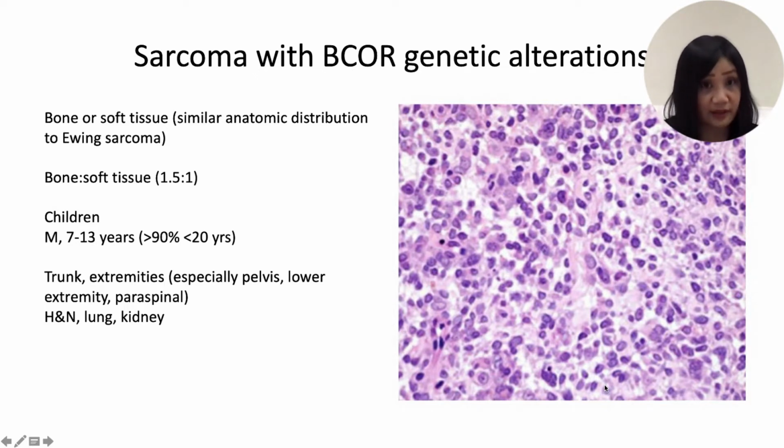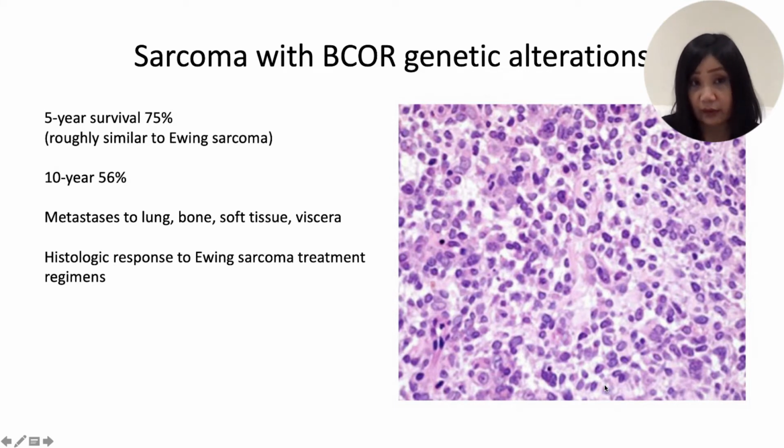Also similar to Ewing sarcoma, these occur predominantly in a young population, predominantly children, usually aged between 7 to 13. More than 90% of patients who have these neoplasms are below the age of 20 years. Sarcoma with BCOR genetic alterations can occur at multiple sites, including trunk and extremities, but especially the pelvis, the lower extremity, and paraspinally. They can also occur in viscera and in the head and neck.